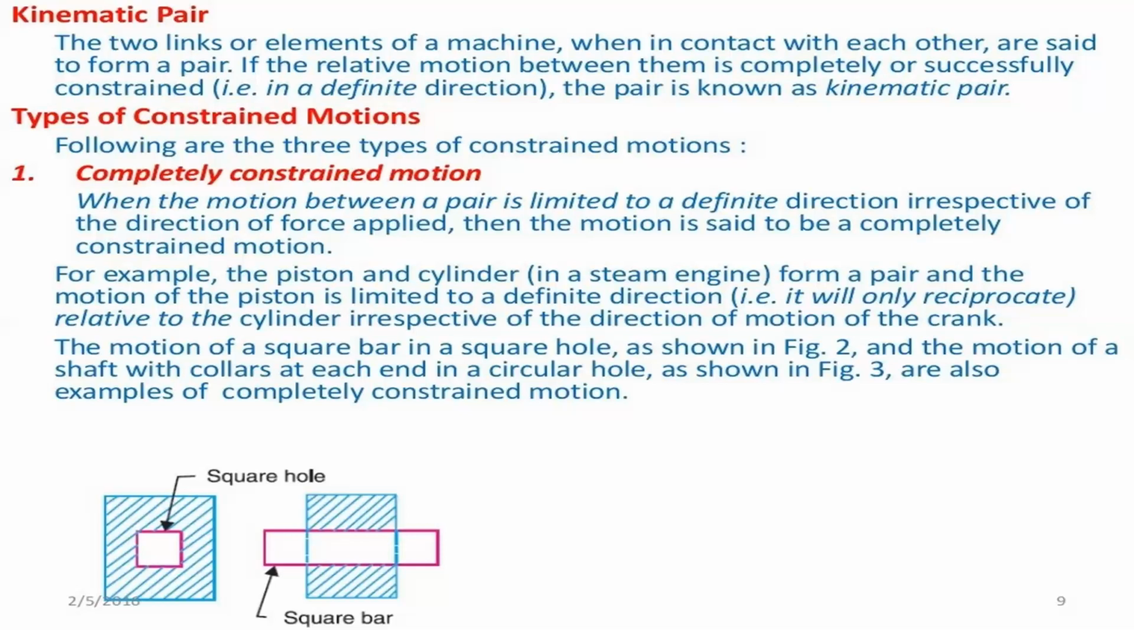So what are these constrained motions? Before going on to classify the kinematic pair, we are going to learn the different types of constrained motions. Mainly there are three types of constrained motions. The first one is the completely constrained motion.